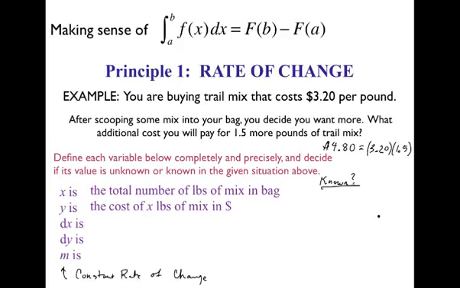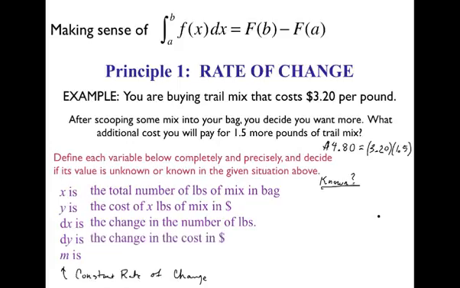On a roll, what is DX? What did you say DX was? The change in the number of pounds. Good. That's exactly what I wrote. Change in the number of pounds. Okay? Are we doing good so far? Yeah. And so take over from here. What did you put for DY? Yeah. The change in the cost of the total. Change in the cost. Okay. And so I told you that M was the constant rate of change.